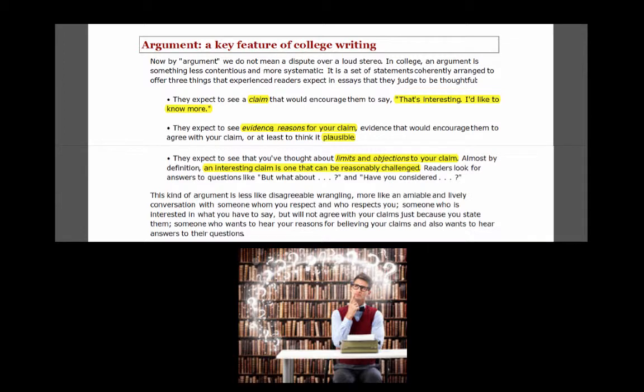Imagine your reader as someone who's curious and wants to know more about a claim you make. You'll provide evidence, details and reasons, to show that your claim is plausible. In some assignments, you'll consider the limitations of your claim or objections that a reader might have to it.